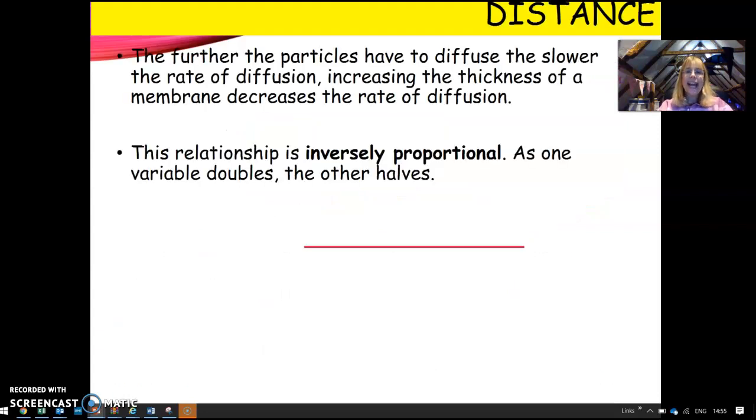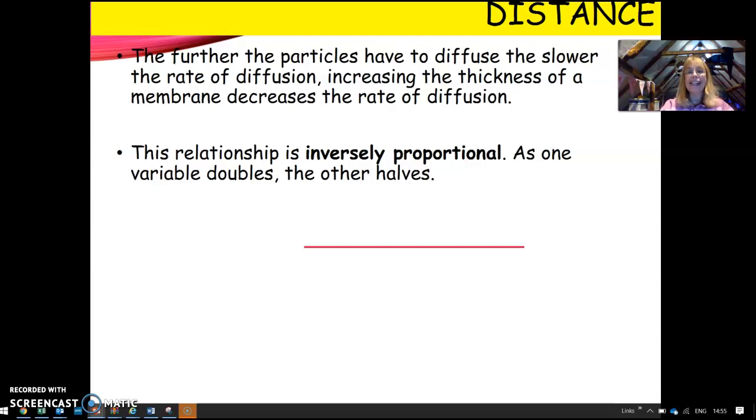Okay, now another important factor that influences the rate of diffusion is the distance that the substance has to travel through. So it says that the further the particles have to diffuse, the slower the rate of the diffusion is going to be. So if I increase the thickness of a membrane, the rate of diffusion is going to decrease. And that makes absolute sense. And that's why, to increase the rate of diffusion, we have a single layer of cells that the oxygen's got to go through over the alveoli and over the capillary.